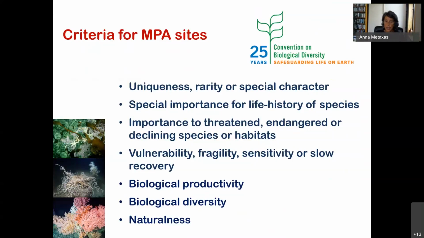There may be important habitats for endangered species. There may be areas of high diversity or high productivity, or they just are those wilderness areas that have high naturalness. So there's a number of criteria that have been selected, and typically any governing agencies refer to some of these criteria to decide whether they will select a location to propose for a marine protected area.